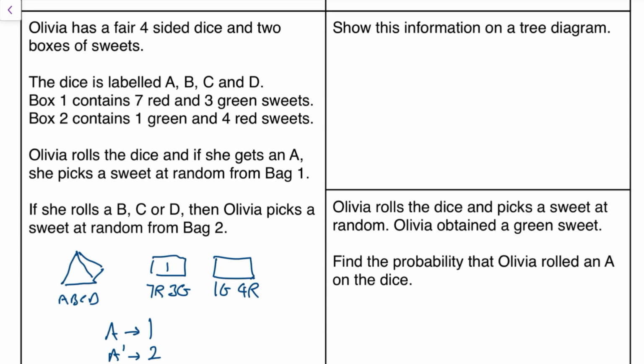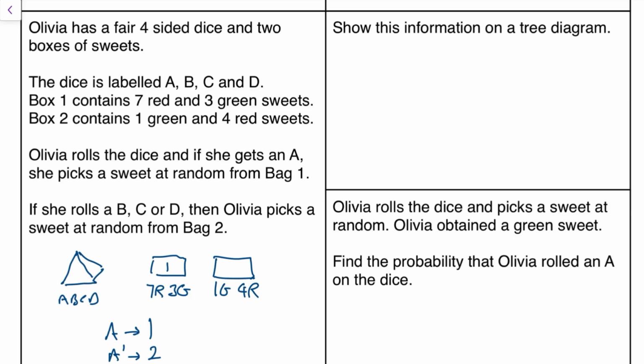I was about to do this anyway, but this is the first question: show it on a tree diagram. And the second question, I'm presuming it's probability. Olivia rolls the dice, picks a sweet, obtains green, what's the probability she rolled A? That's actually really quite hard. The tree diagram is going to be essential here.